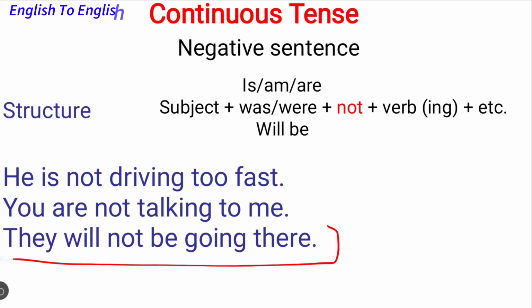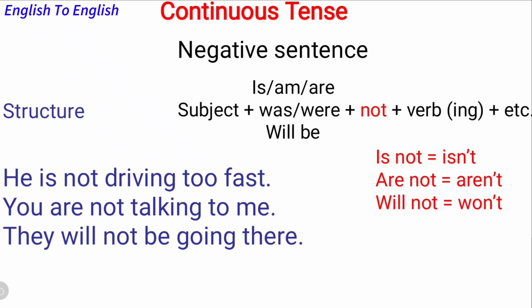So these are the examples that we use in continuous in terms of negative sentences. But we have to use not in continuous tenses and negative sentences, because not is the word that defines that it is in negative form. Okay, in terms of negative, we have some contractions, like instead of he is not driving too fast, I can say he's not driving too fast, or he isn't driving too fast. So I have used is not as isn't, are not as aren't, will not as won't. So you can use any one of these whatever you want.